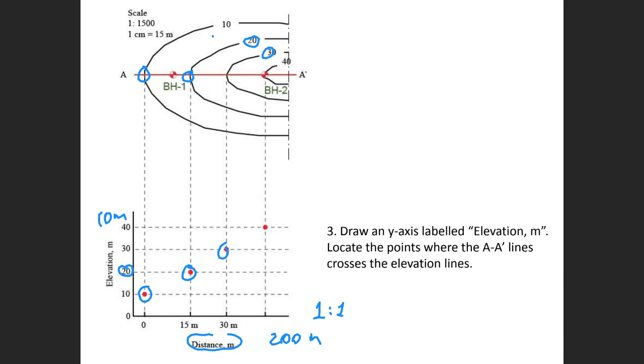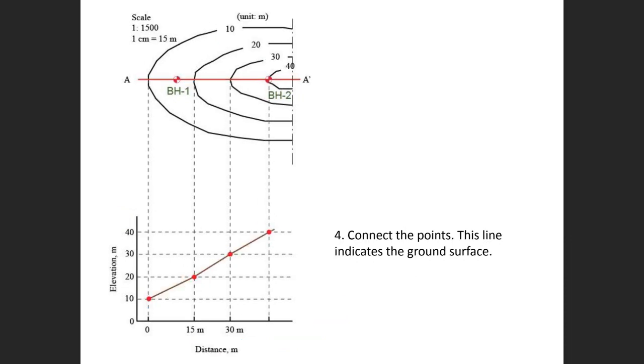So this is what you do. And next, you just connect the dots, and these dots will give you the ground surface. So this is the ground surface that we get. And now what we need to do is tell the reader, or the engineers who are going to look at the cross section, what is underground, because this is just the surface.